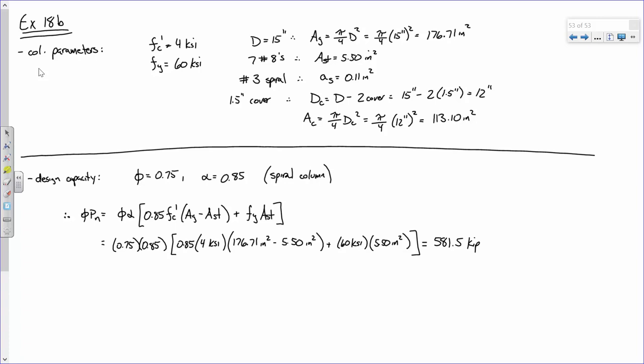He's being conservative, whether or not it's correct. That's 581.5. All right, so that's the capacity. That's what you would compare against your 1.2 dead plus 1.6 live, in order to determine whether or not the column was sufficient. Or later on, what we'll do is how do you design.